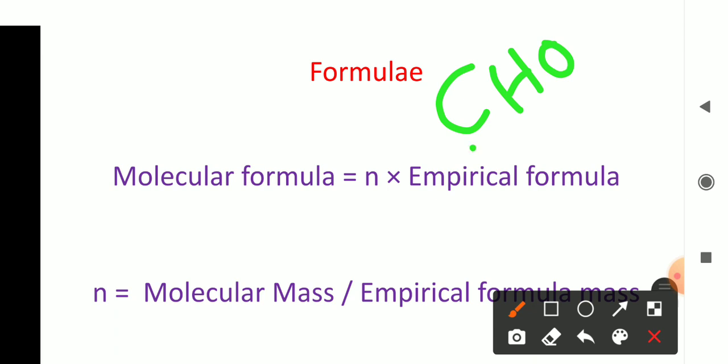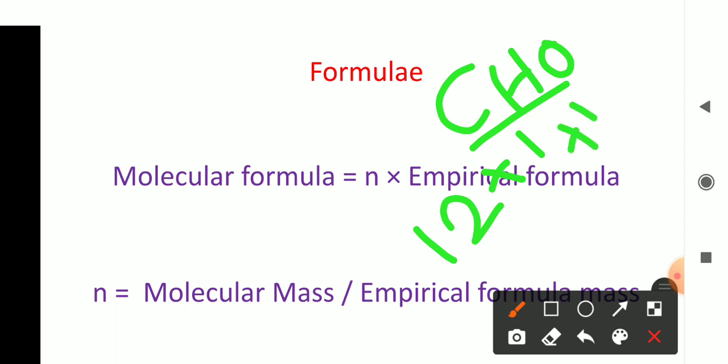Here CHO is the empirical formula of a compound. Let us calculate the empirical formula mass. First write the atomic mass of carbon, it is 12. The atomic mass of hydrogen is 1, so I can write 12 plus 1. The atomic mass of oxygen is 16, so 12 plus 1 plus 16. Totally it is 29. So dear students, in the case of CHO, the empirical formula mass is 29, and this is the way to calculate the empirical formula mass.